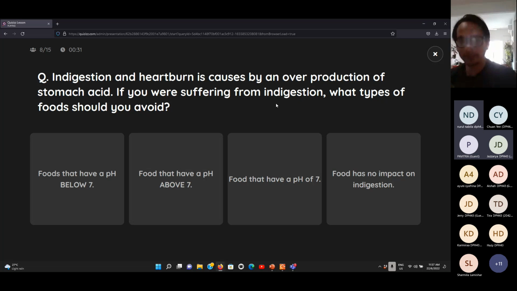So kamu kena ingat, our gastric juice tu, dia ada pH. So most of the time, it tends to gravitate towards neutrality. Tapi bila kita makan benda, dia boleh change dia punya pH. So that's why sometimes kamu dapat pedih perut, sakit perut. Because the pH dah sangat tinggi ataupun sangat rendah kalau dia acidic. So dia tanya kat sini, kalau kamu suffering for indigestion ataupun heartburn, jenis makanan apa yang kamu patut makan?